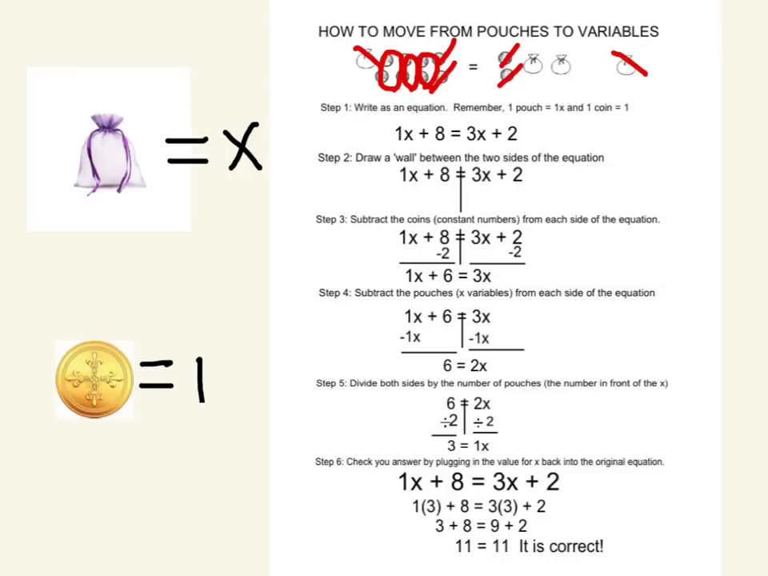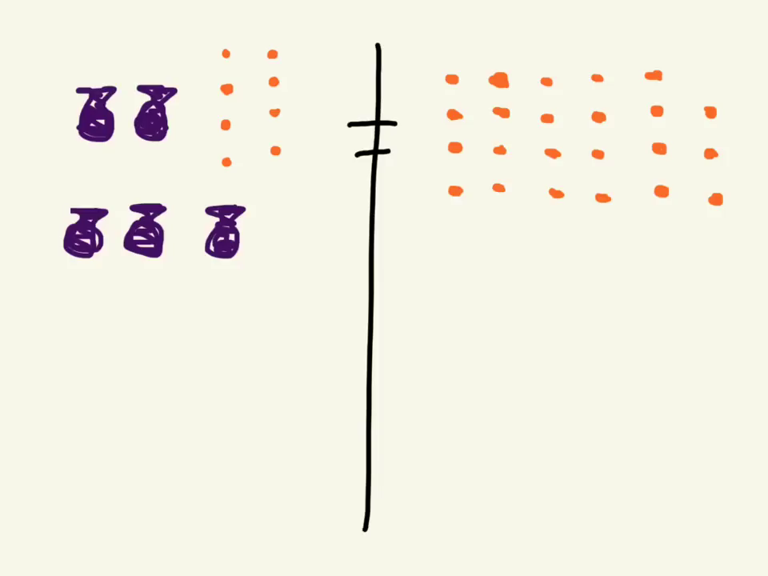Let's do the same thing with a couple more examples. I'm going to start by drawing my wall to separate both sides of the equal sign. On the left side, I have 5 pouches, and I have 8 coins. So as I represent that with variables and numbers, pouches are represented with an X. So I have 5 X's, or 5 pouches, plus the 8 coins. That's on the left side of my equation.